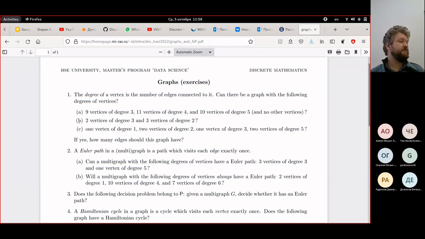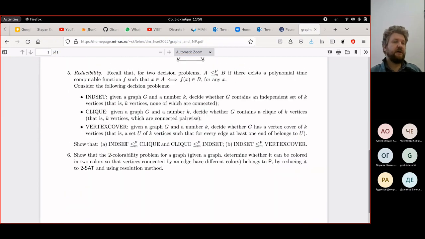Okay, and here, there are some problems which are not algorithmic ones, which are just about graphs. And in the end, you will have reducibility. So in reducibility, in problem 5, please do not use Cook-Levin. All the reductions should be made directly. So again, we have roughly half an hour left. Let's do our usual trick. From some of the exercises, let's do point A, and everything else will go home. Okay, let's do 1A.